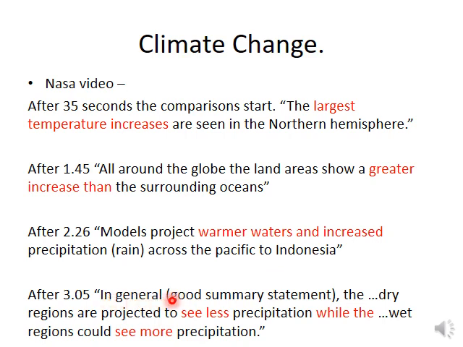And lastly, in general, may I just say that is a great summary statement. If you are writing English and you are summarizing, you might want to say in general. Very useful sentence. In general, the dry regions are projected to see less precipitation, while the wet regions could see more. Okay? These regions see less, and then the comparison word, while. We're contrasting, while the wet regions could see more precipitation.